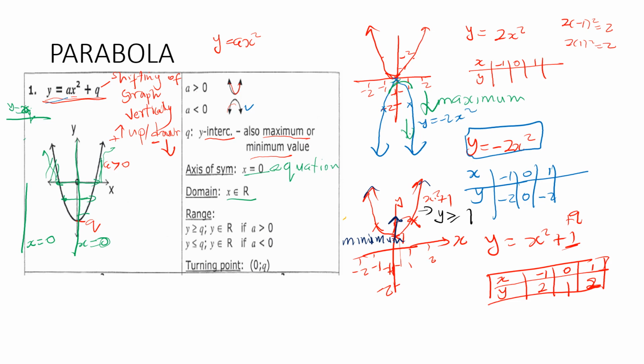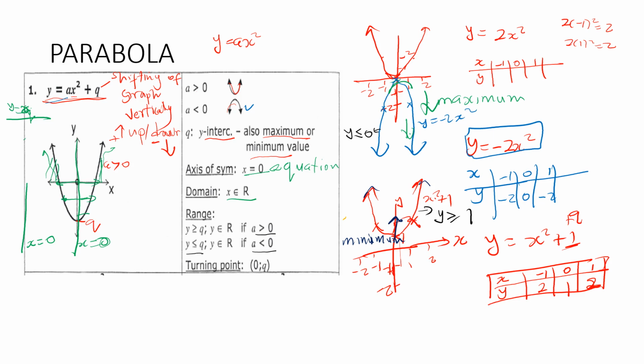Then if the graph is concave down like this one, then we'll say y is less or equal to, what is the value of q? In that case it will be 0. So that will be the range of the graph. That's why here they're specifying if a is greater than 0, it is this part. That's why I say y is greater or equal to, from the minimum going up. Then this one is from the maximum going down. So that's why I say less or equal to in that case.